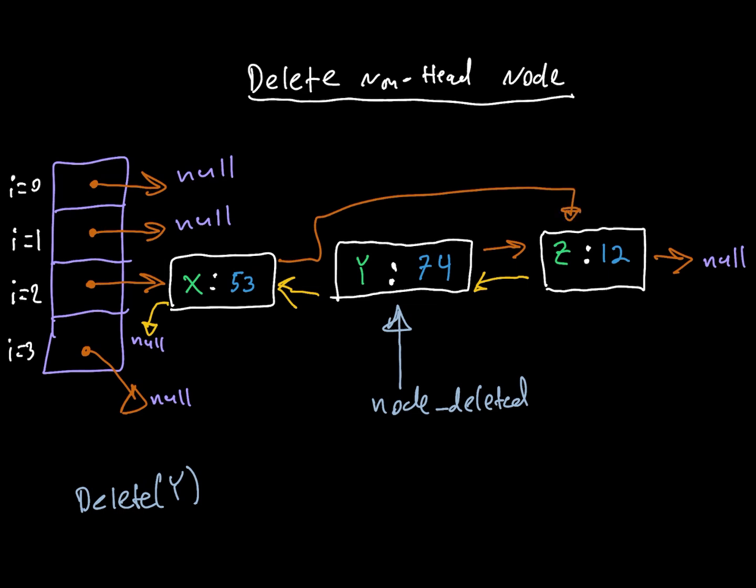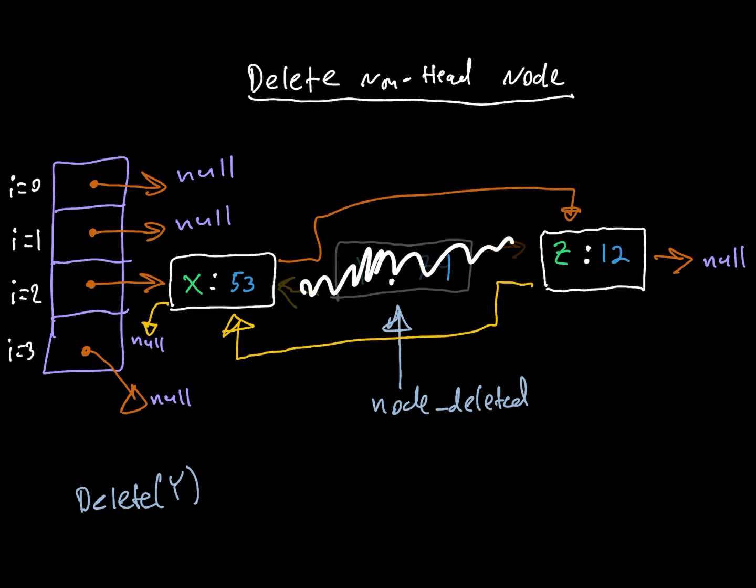Then we would go to the node to be deleted's next value, right? And we would update its previous. Instead of pointing to y, it's going to point to what y's previous is, which is x. Right? And then for our purposes, this node acts like it doesn't even exist anymore.